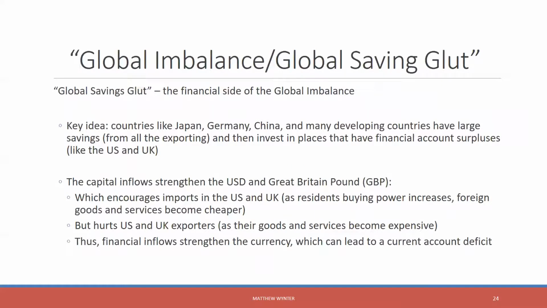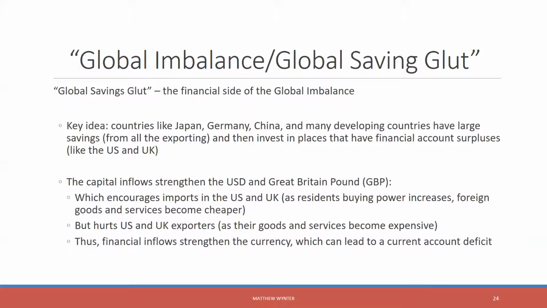The other side of that is the global savings glut. This is sort of the financial side of the global imbalance. The key idea is that countries like Japan, Germany, and China, and many developing countries have large savings from all the exporting, and they need to invest that in places that are going to have preservation of value. So they're going to end up investing in places that have financial account surpluses.